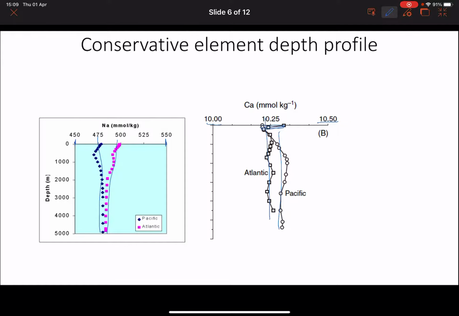So regardless of depth, what you're seeing here is the typical depth profile for a conservative element. It's essentially a straight line.